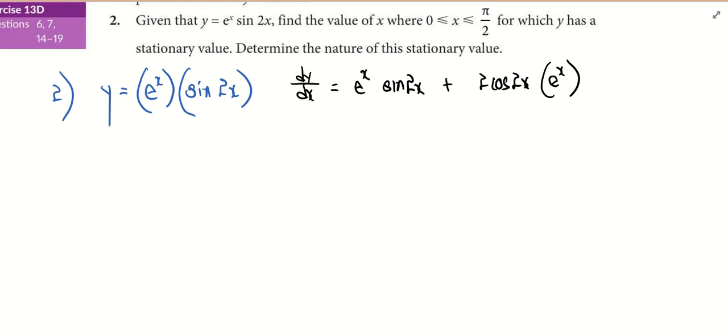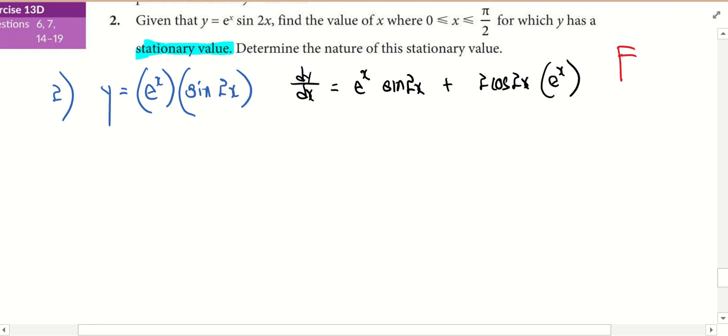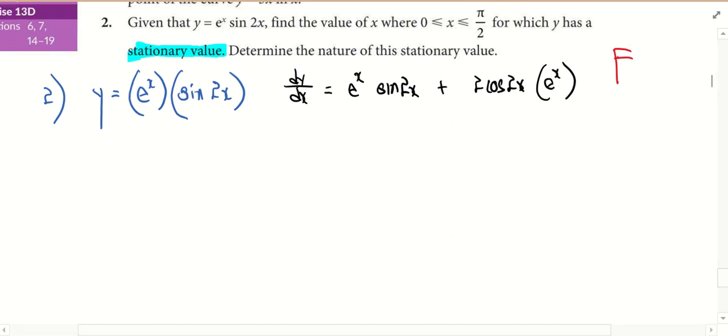Same as the previous one, because it's a stationary value. Alright? The gradient is equal to 0 because of the word stationary value. So, the first derivative is equal to 0. I say again, please use the F word. F for factorize. Okay, what are the common terms?